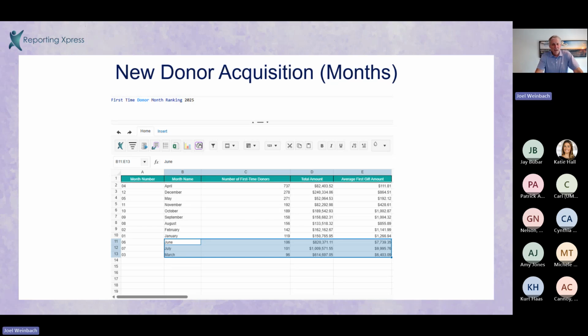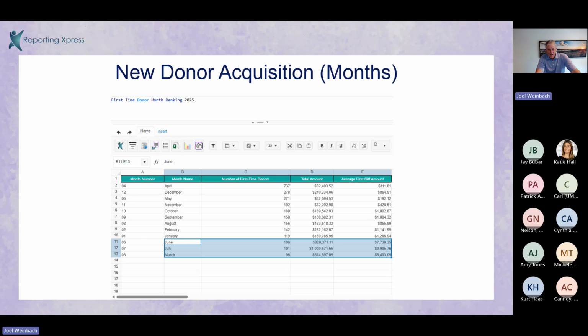New donor acquisition. These are 2024, a little typo up there. But things to look at here. You want to emphasize the months when the donor acquisitions tend to yield the most. So, average first gift amount, June, July, and March. In this organization, my average first gift amount across all donors is in the 6 to 10K range.